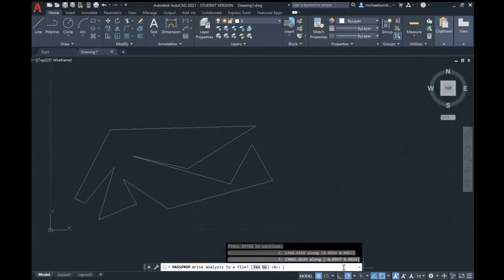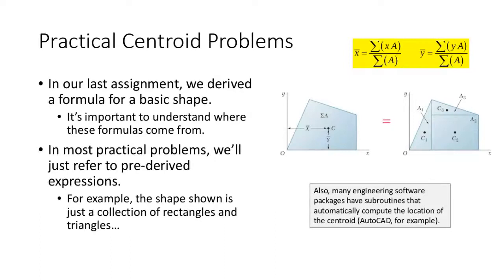We can also write those to a file if we're interested in. I'm going to hit no. So just wanted to throw out some other tools that are available. AutoCAD will do some of this stuff for you as well. Let me stop the share here and go back to the slides. Any questions on that?